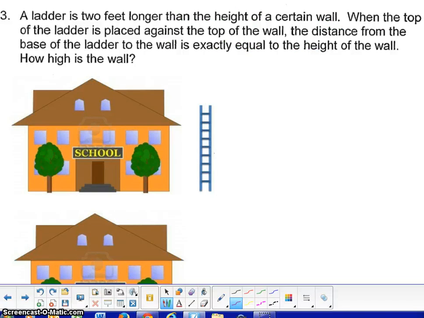Okay, we have a ladder and it is 2 feet longer than the height of a certain wall. So this would be the wall that I'm talking about. That's supposed to be about 2 feet. Okay, when the top of the ladder is placed against the top of the wall, the distance from the base of the ladder is exactly equal to the height of the wall. How high is the wall?